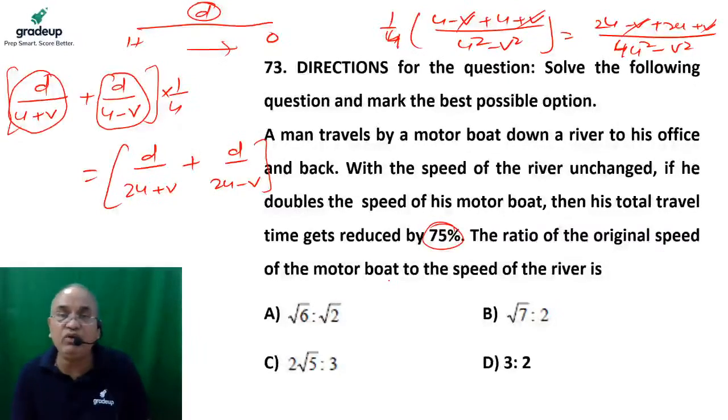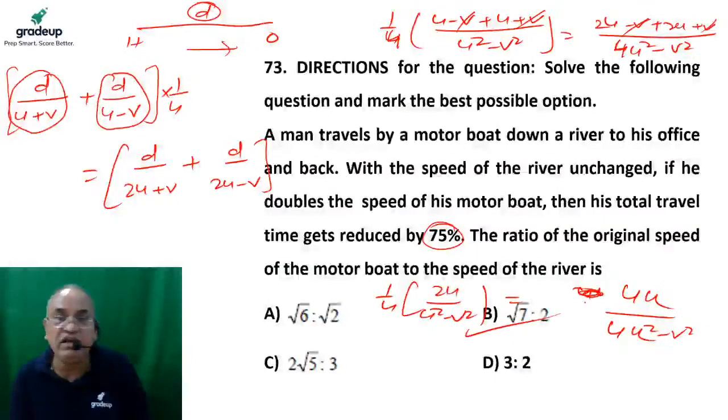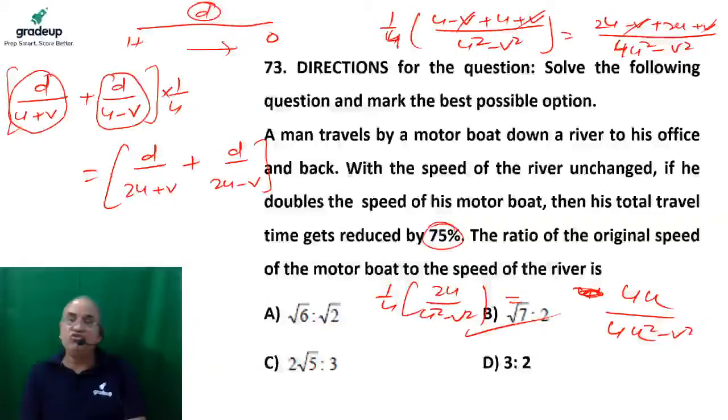What would be the value? It is nothing but 1/4, numerator twice of u upon u square minus v square. And on the left hand side, 4 times of u upon 4u square minus v square. If you solve these equations, your answer would be B. Please solve them. You can solve easily.